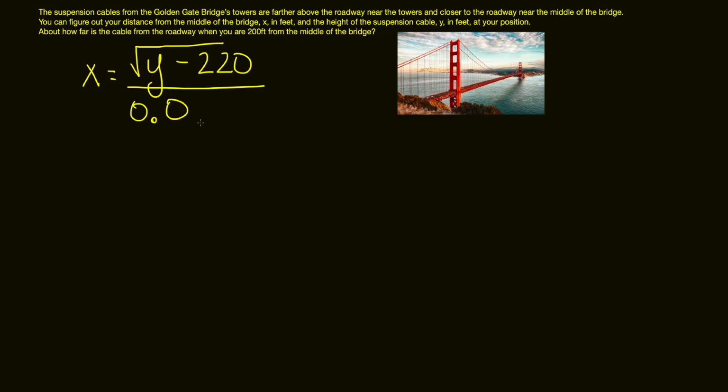All right, so we have x equals the square root of y minus 220, divided by 0.010583. All right, looking at this, we can now start to restructure it.